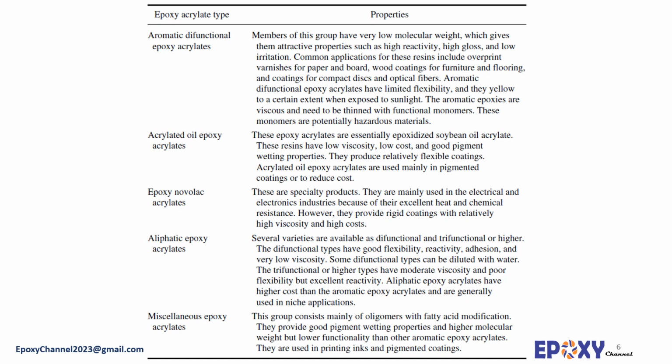The epoxy acrylate formulations are used in UV paints, which confer high reactivity, hardness, and excellent chemical resistance. Various types of epoxy acrylates can be cured by UV curing, including aromatic difunctional epoxy acrylates, acrylated oil epoxy acrylates, novolac epoxy acrylates, aliphatic epoxy acrylates, and miscellaneous epoxy acrylates. However, as explained earlier, they do not show good weather resistance and they also exhibit yellowing.